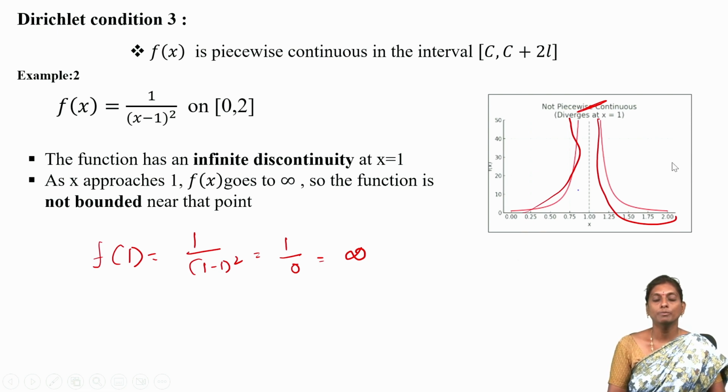So I have clearly explained that the third condition is a very important condition for a function to be piecewise continuous. So what is piecewise continuous? Each subinterval of the function is continuous, and the left and right limits are finite. If these conditions are satisfied, the function is said to be piecewise continuous.